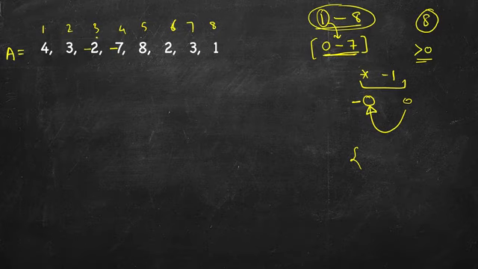Now we come here at third position, it's -2. So we have to take absolute value since the indices can never be negative. So 2 is there. So go to 2 and make it negative. Then we come here 7. So go to 7th index and make it negative. And then we come here. So we come to 8th position and make it negative.